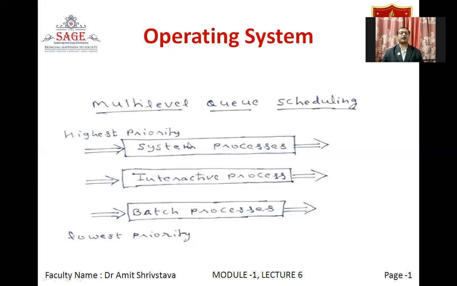It will serve there, and when the system process queue becomes empty, it will switch to the interactive process queue. And when both these queues, system and interactive, are empty, it will switch to the batch process queue. This is what we mean by absolute priority over the lower level queues. So the lowest queue has the lowest priority, and the highest queue has the highest priority.